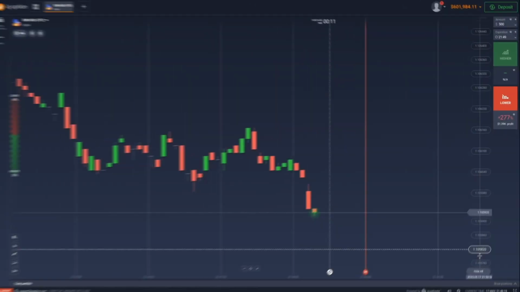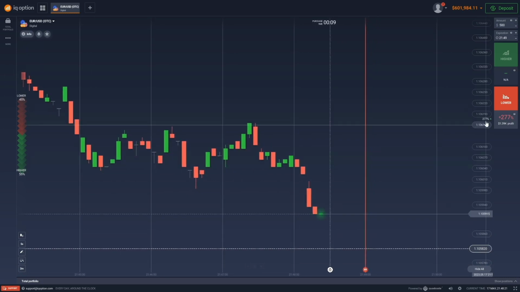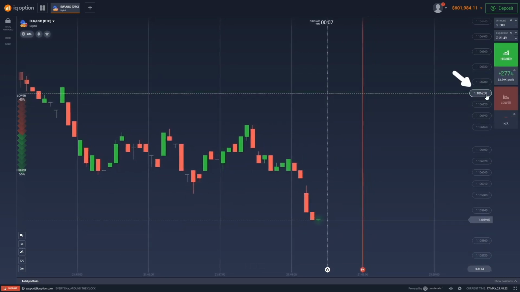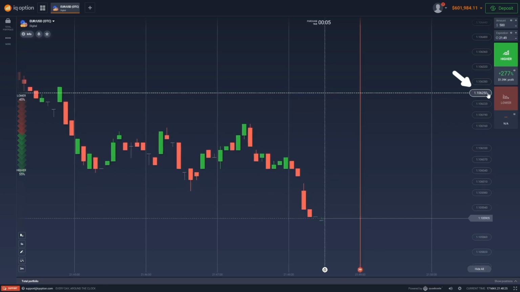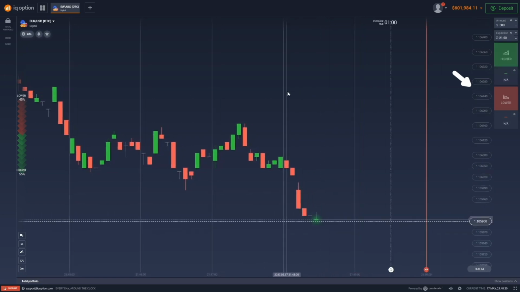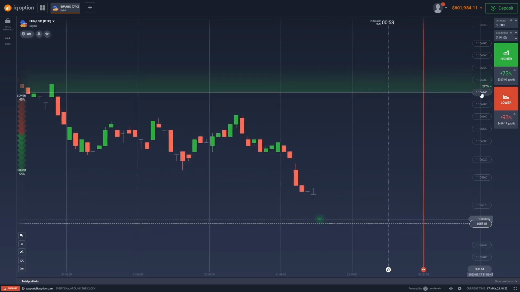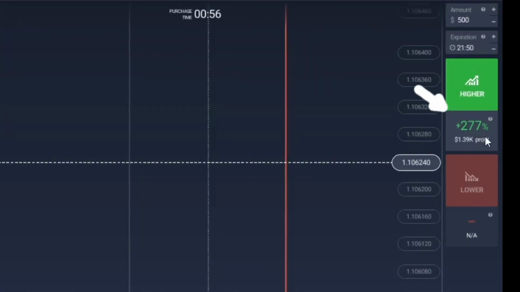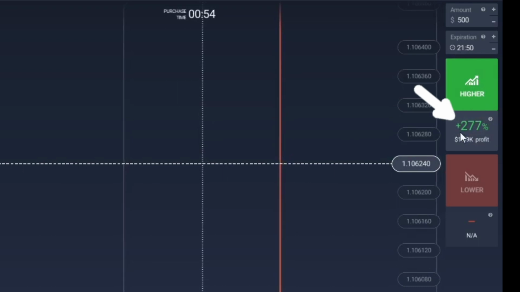But why is this? Because the odds that the market will go above this level, for example, are low. And if you somehow have a strategy that tells you that the market is going above this level, here the probability is very low. So if your prediction is right, the profit will be over 200%. So the lower the probability, the higher the profit.